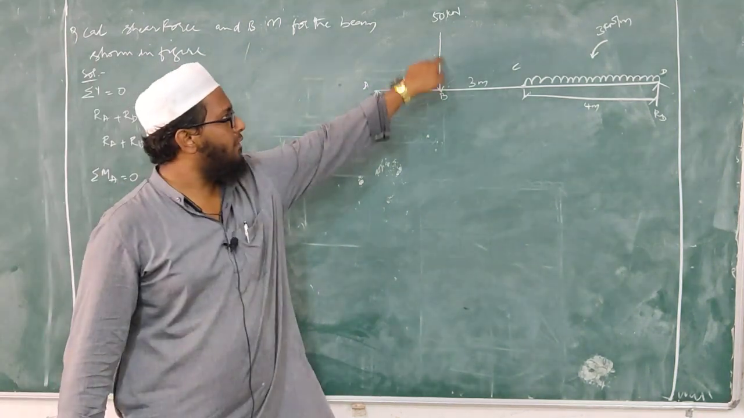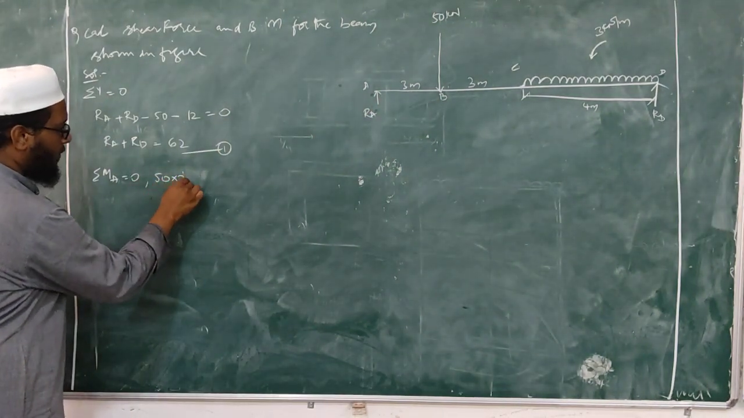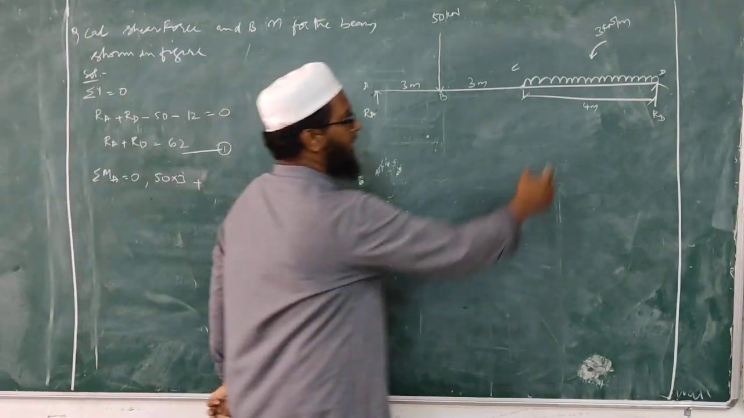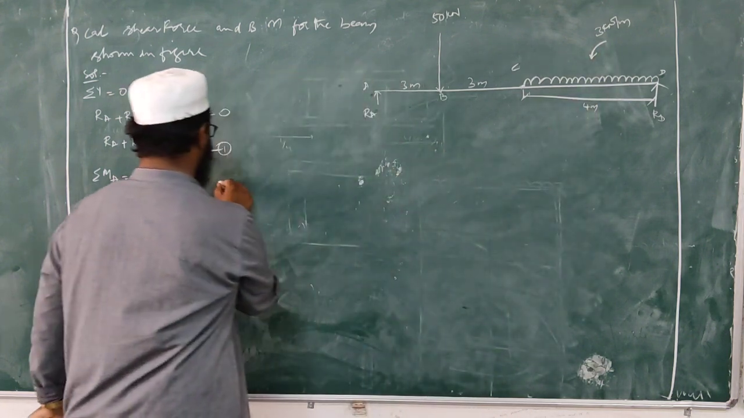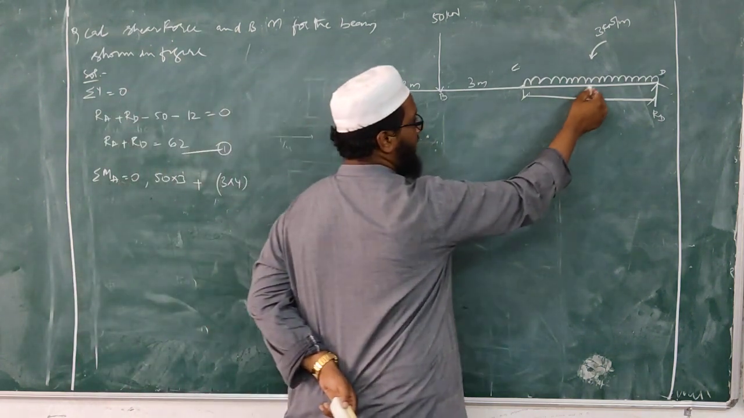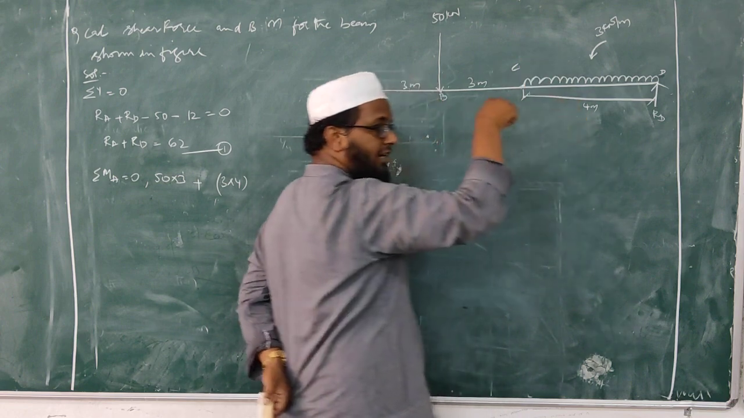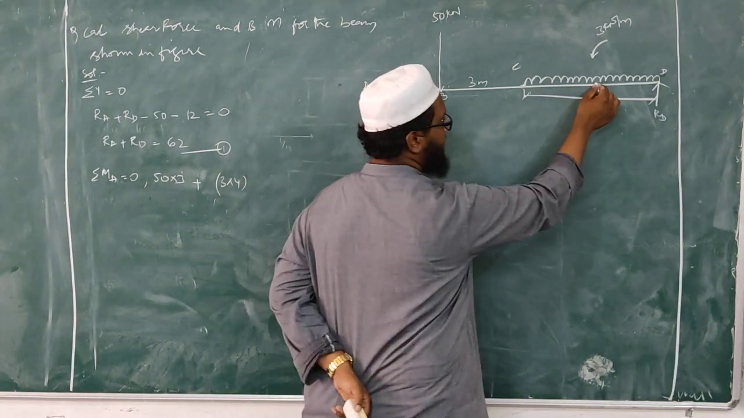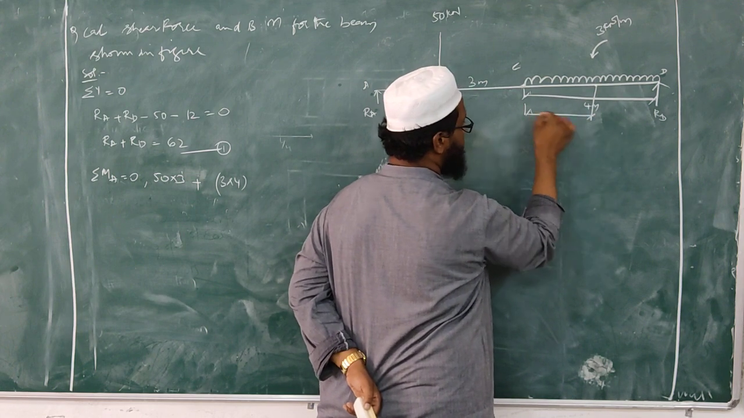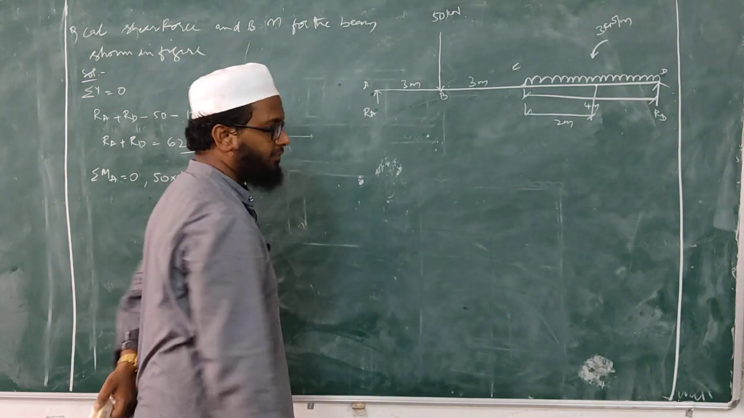So what about this one? 50 into 3, clockwise. So 50 into 3. Then what about this one? 3 into 4 is the load. It is going in clockwise direction. 3 into 4 is the load, and the entire weight or entire UDL will act exactly at the center of mass, that is at this center. So what will be this distance? This is 2 meter. Okay, center. So 2 meter and 6 meter, how much? 8.